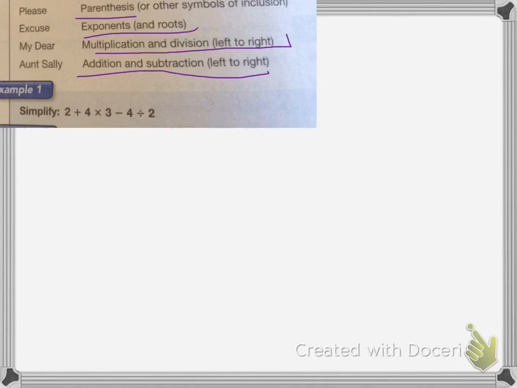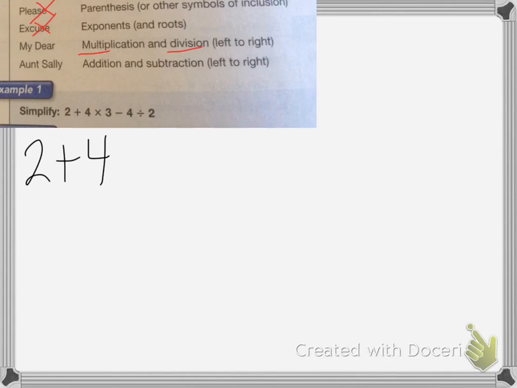So if I have 2 plus 4 times 3 minus 4 divided by 2, I'm going to go down this list to see what I start with. So there are no parentheses, and there aren't any exponents. So I have multiply and divide. So I'm going to look, and the thing that comes first is multiply. So I'm going to be multiplying first.